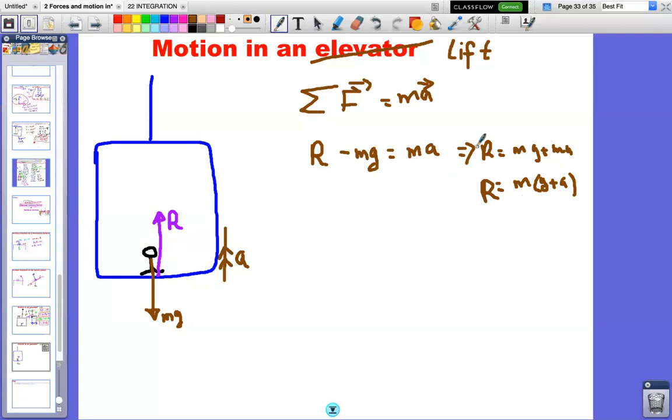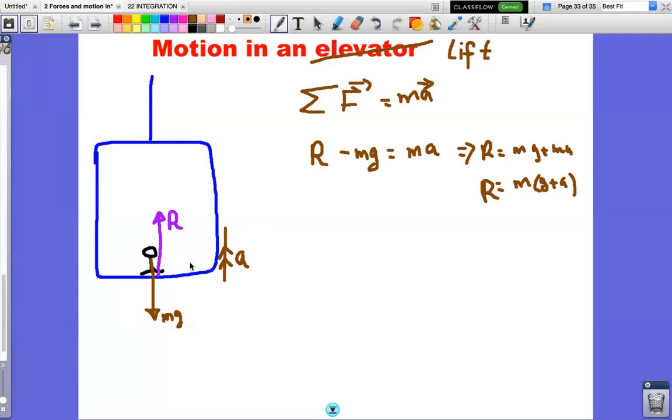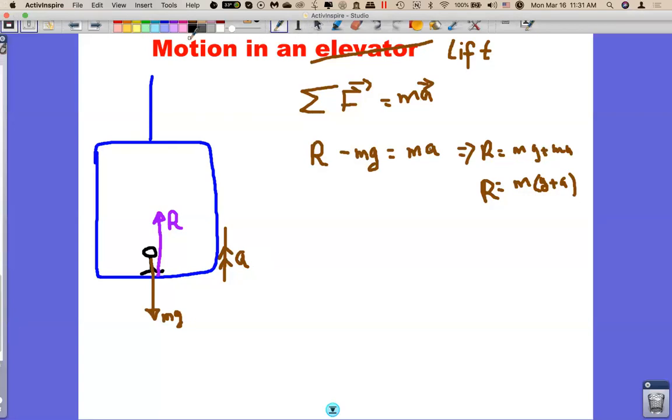I usually do not like to go to calculating R because in problems that you will be given in the exam, you will be asked to look for maybe the acceleration and the normal reaction. So you have to think about this equation and then also think about the whole lift. They usually twist the problem a little bit.